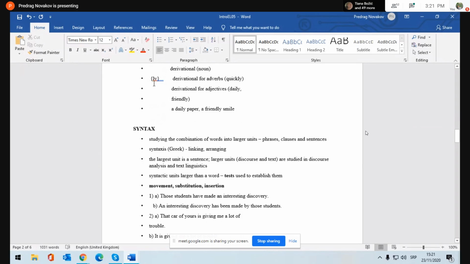So ly could be derivational for adverbs like quick, quickly. So if you add ly to quick, you created a new word, adverb. This is derivational. This could be derivational for adjectives as well. Daily, friendly, daily paper. What part of speech is daily in a daily paper? Daily is an adjective. Znači, još jednom, u izrazu daily paper, daily is an adjective. You can use daily as an adverb. Do you have an example when daily is an adverb?